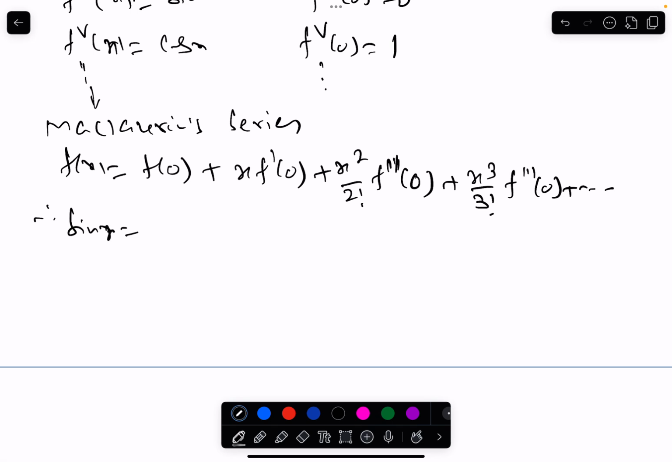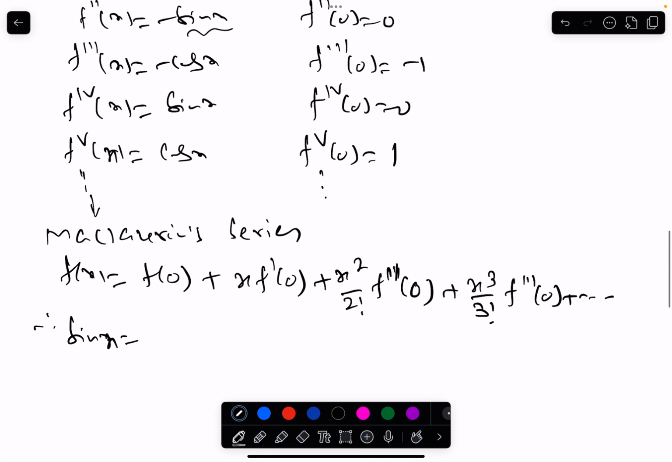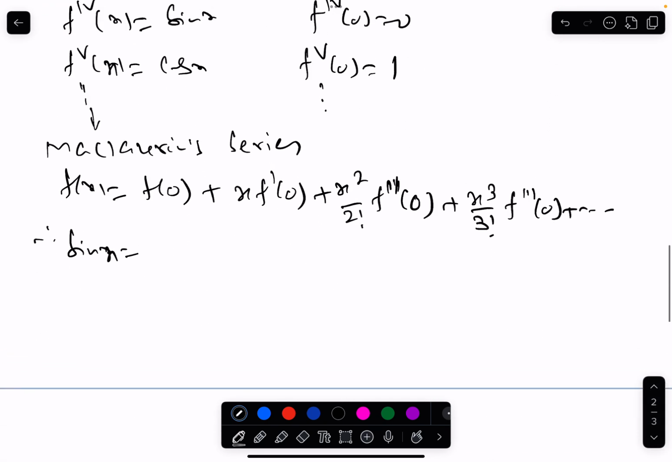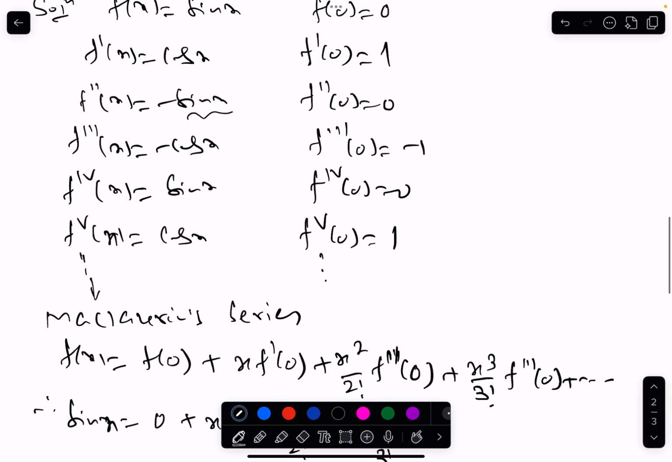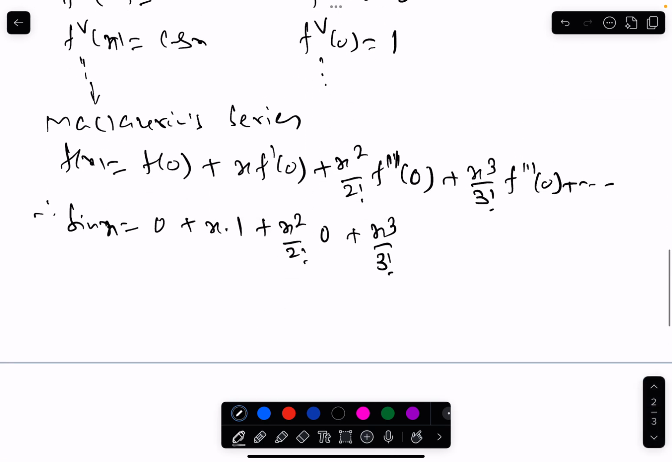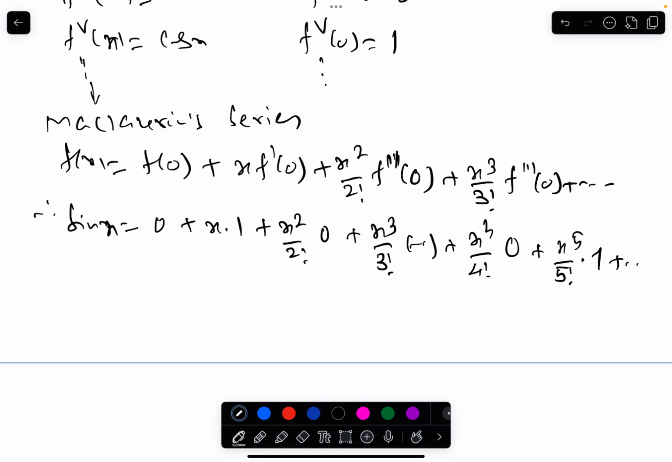And so sin x equals f at 0, which is 0, plus x f dash 0, which is 1. The second derivative is 0, the third derivative value is -1. Then the fourth derivative at 0 is 0. The fifth derivative value is 1, and so on.